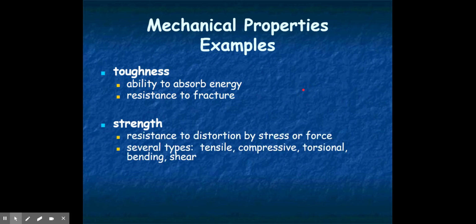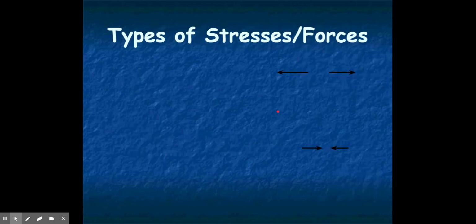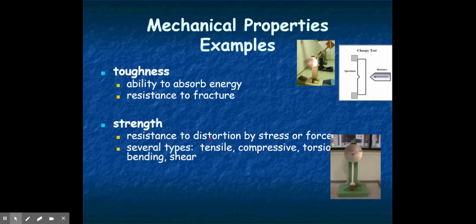Strength, there's several that we call strength. So there's resistance to distortion by stress or force. And it depends on the direction that the strength you're measuring is. So you have tensile strength, compressive strength, torsion strength, bending strength, shear strength. It's all depending on what type of force you're applying to it, that the strength you're measuring.